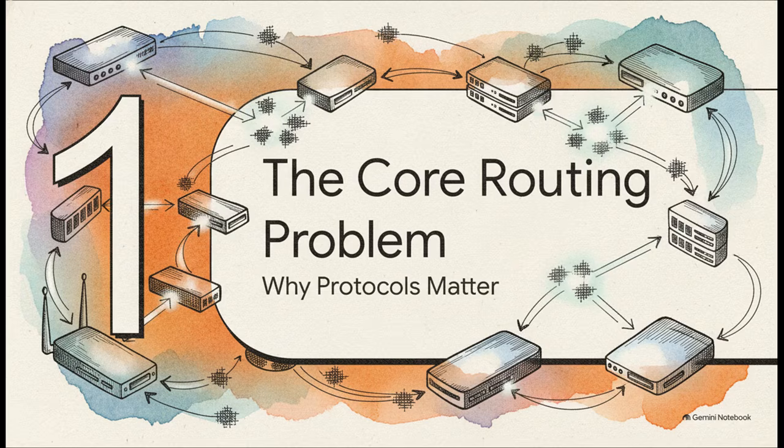Section 1, the core routing problem. Let's kick things off with a headache I think every IT professional managing a network can totally relate to: manually maintaining network paths. When a packet arrives at a router, that router literally has a split second to decide which interface to forward it out of. So how does it actually know?